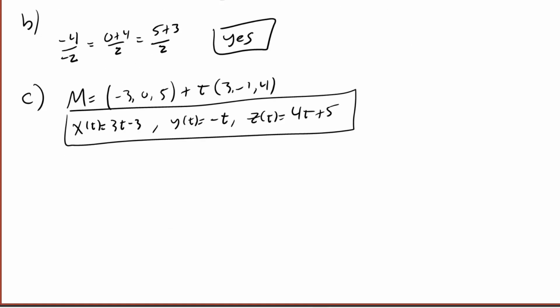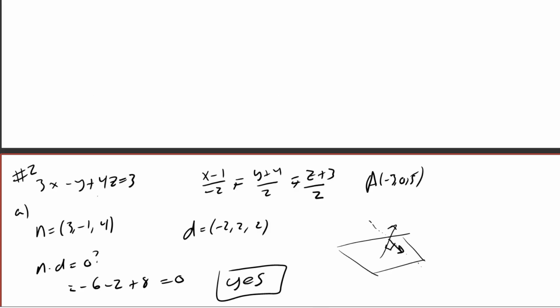Okay, D. Find the point of intersection of M and P. Shouldn't it just be A?